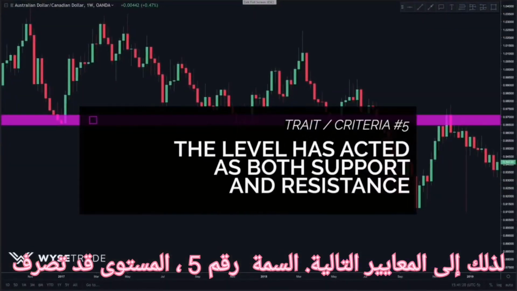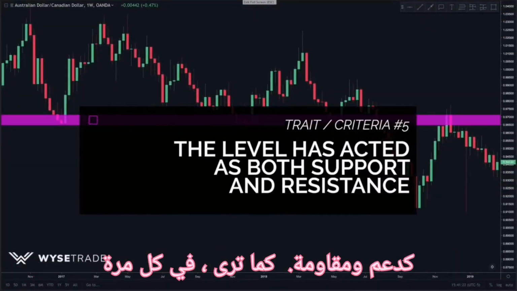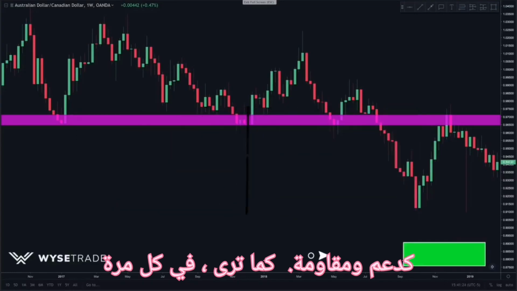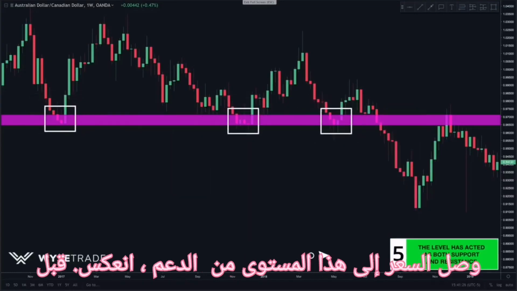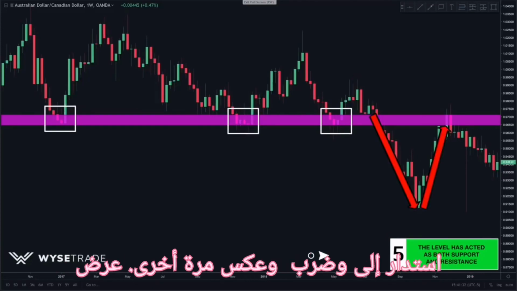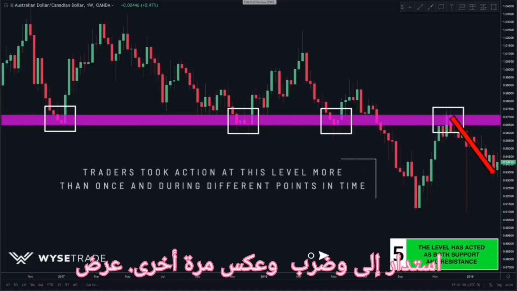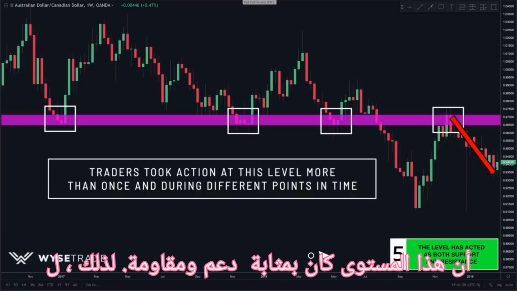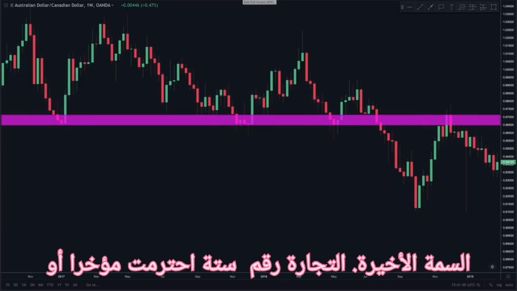Trait number 5. The level has acted as both support and resistance. As you can see, every time price got to this level of support, it reversed, before finally it broke through and came back up. The support turned to resistance, and it hit and reversed again, showing that this level acted as both support and resistance. So, to the last trait.